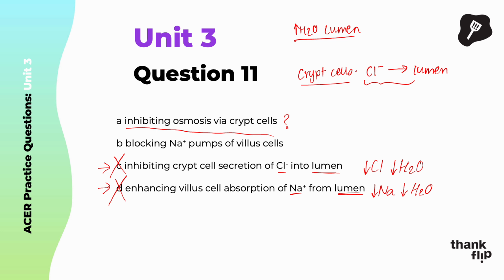Then we would go on and look at option B, blocking sodium pumps of villus cells. So the villus cells get rid of sodium from the lumen. Okay, so if you're no longer getting rid of sodium from the lumen, there's going to be a buildup of sodium. And so if you have a buildup of sodium, you're going to have a buildup of water. And so you can pretty confidently say that B is the correct answer.